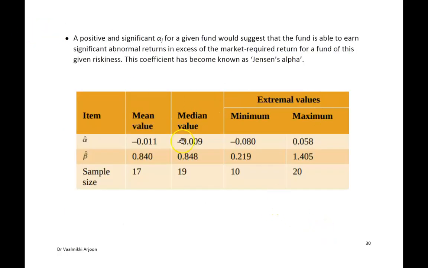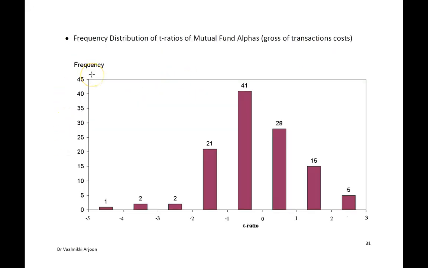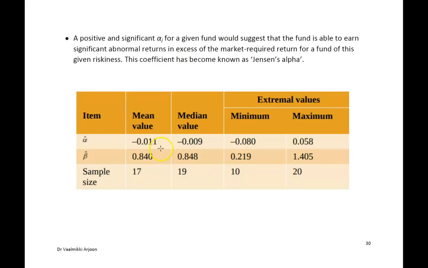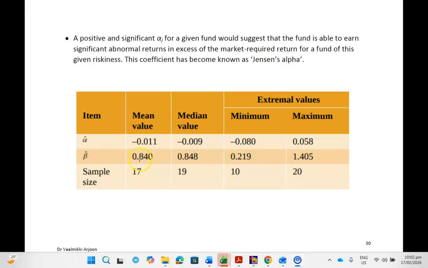So let's look here. Now, according to Jensen's paper, a positive and significant alpha j for a given fund would suggest that the fund is able to earn significant abnormal returns in excess of the market required return for a fund of its given riskiness. And this alpha has been known as Jensen's alpha.